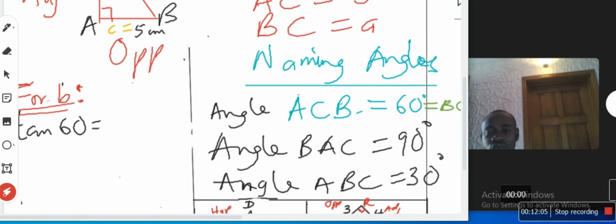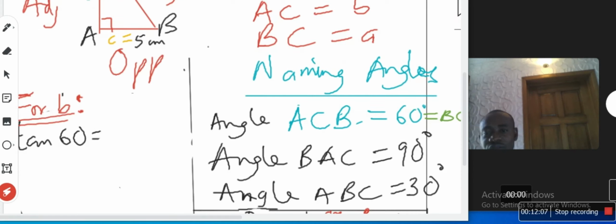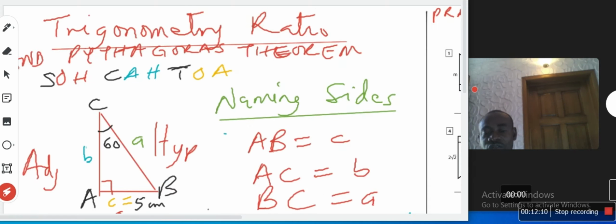All right, so let's move on to the ratios. Don't forget that you only apply the trigonometry ratios, the sine ratio, cosine ratio, and tangent ratio, with right angle triangles. You can also use Pythagoras Theorem. So the full thing is trigonometry ratios and the Pythagoras Theorem.